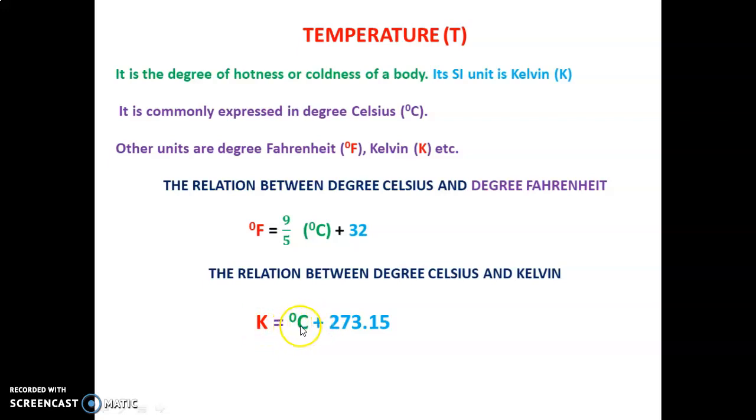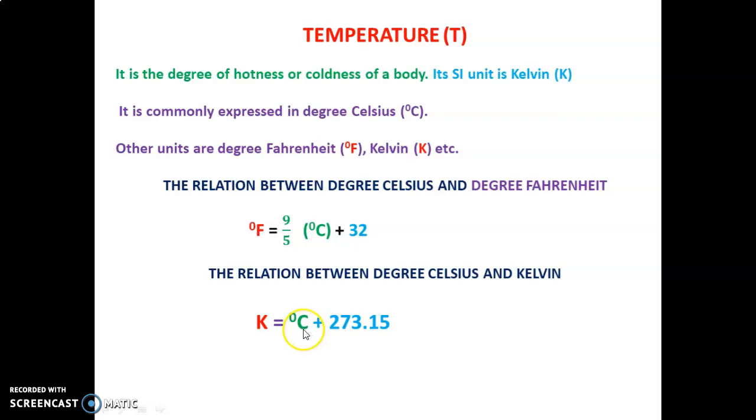If a body has a temperature of 100 degrees Celsius, water boils at 100 degrees Celsius. What is the temperature in Kelvin? You just write 100 plus 273, you will get 373. That is, water boils at 100 degrees Celsius, which is 373 Kelvin.